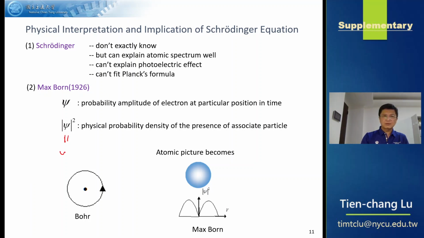This equals phi complex conjugate times phi, and this has a physical meaning. The physical meaning of this phi squared is actually the probability density of the presence of the associated particle. So the wave function squared represents the probability of finding the electrons at particular positions in time.